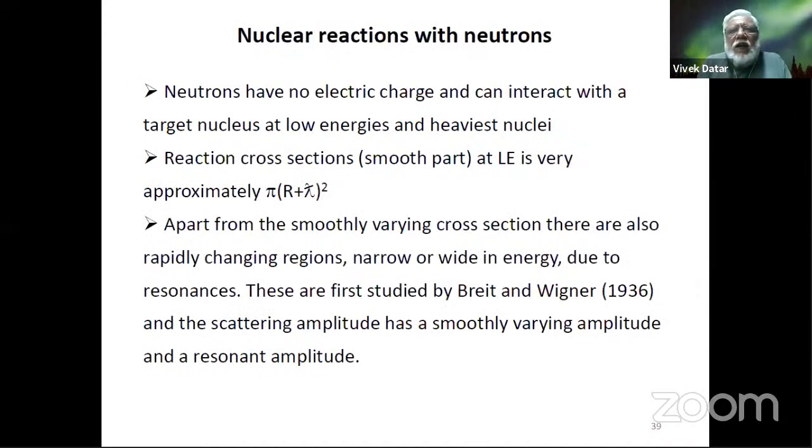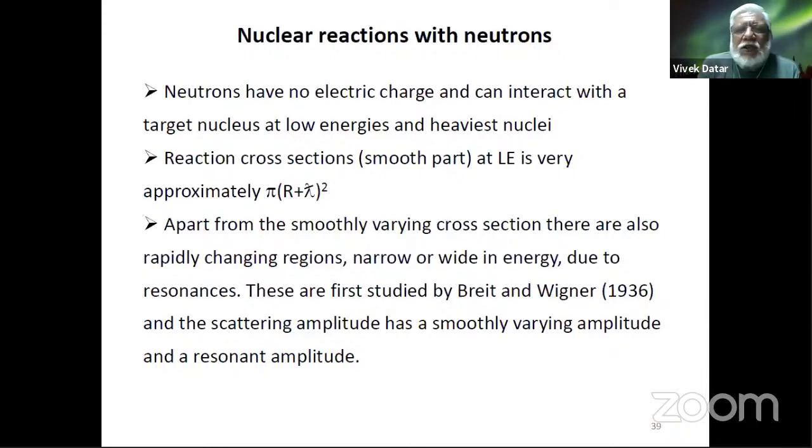Okay. Now, I come to nuclear reactions with neutrons. As I said, charged particles can make reactions with nuclei, and indeed do. However, they face the Coulomb barrier. On the other hand, the neutron has no electric charge, and it only has the strong interaction. And so it can react with the target nucleus at very low energies, at thermal energies, and with the heaviest of nuclei, because it doesn't care about the charge.